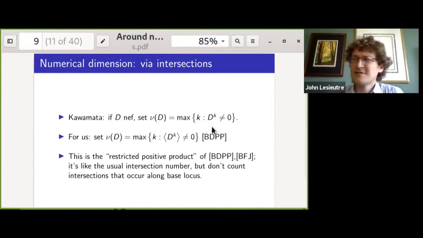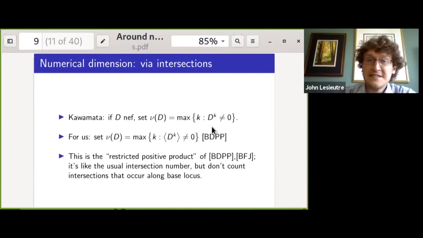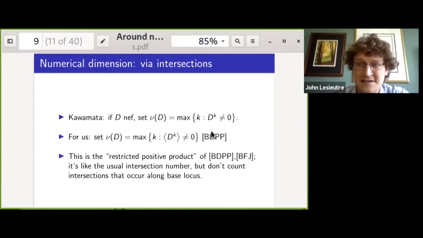All right, this doesn't work so well if D is not nef. If D has a base locus, the geometric meaning of self-intersections of D is a little obscure because you get excess intersection contributions coming from the base locus. There is still a way to define a numerical dimension using intersection numbers. This is done in the Boucksom-Demailly-Paun-Peternell paper.